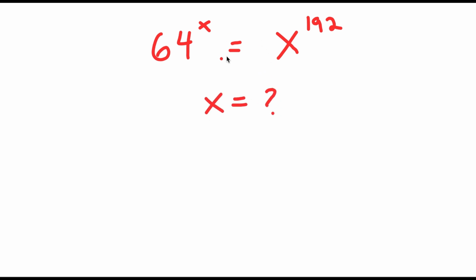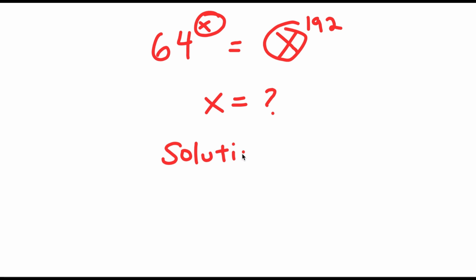Alright, so in this video, I'm going to solve the equation 64 to the power of x is equal to x to the power of 192. I obviously want to find the value of x here. And the tricky part of this equation is that we have x as both an exponent and actually a base, too. So it's going to be pretty challenging to solve for x, but we're still going to do it.